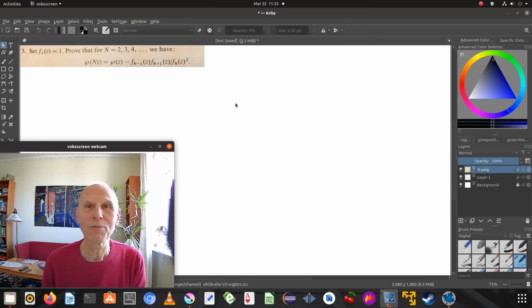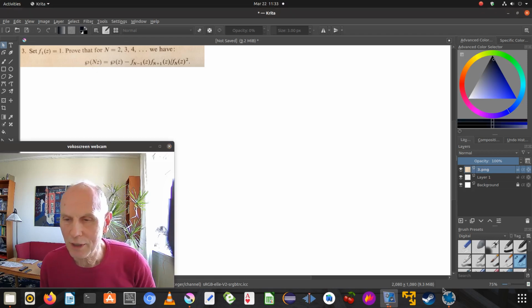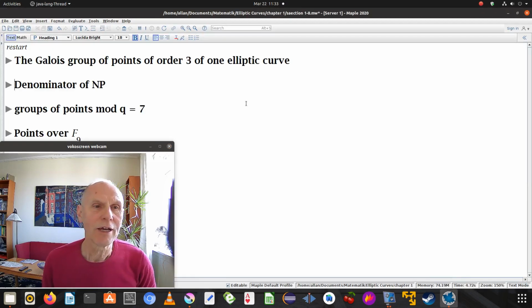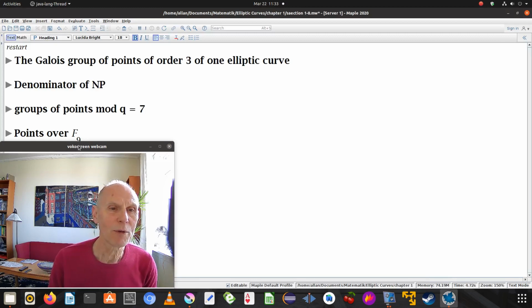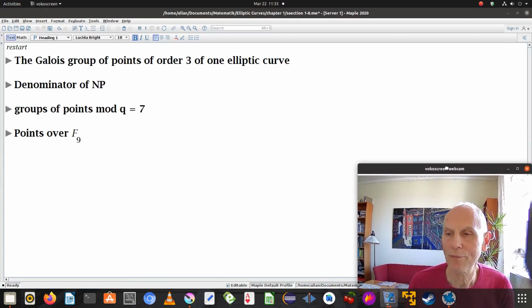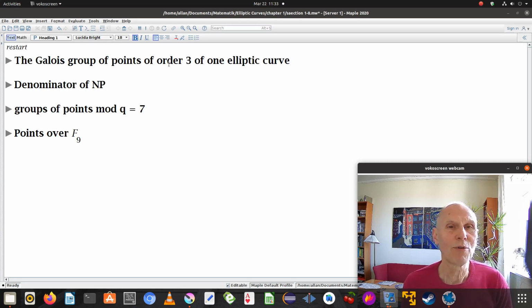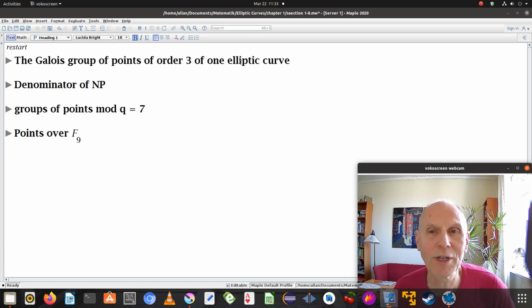Welcome to problem 3. I got very excited when I read this, because while studying I worked a little on this function. Here you can see what I've been working on: the Galois group of points of order 3 on one elliptic curve.